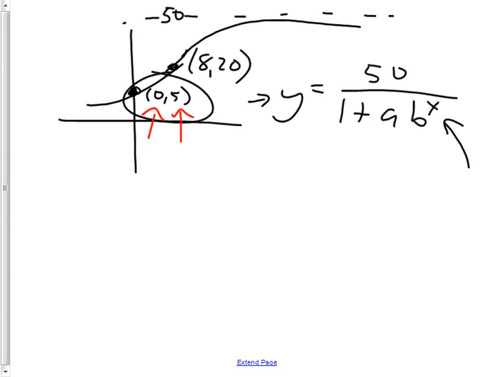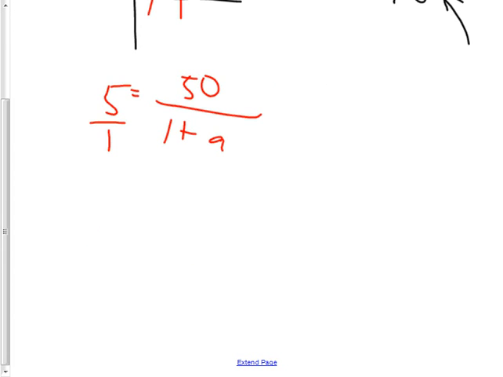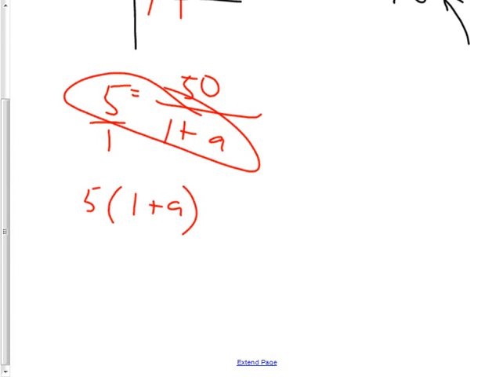X is 0, y is 5, so 0, 5. 5 equals 50 over 1 plus a, and then b to the 0, which is 1. So that just makes it disappear. You've got to be able to handle a situation like this. I'm going to multiply this times this. 5 times 1 plus a. You put those in parentheses. And then 50 times 1 is 50.